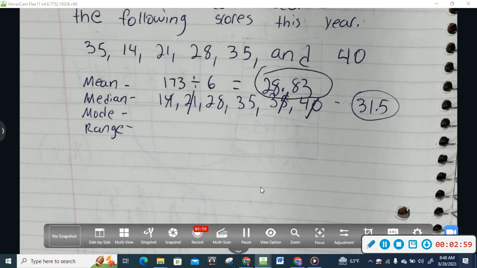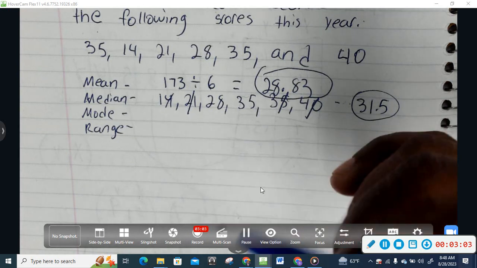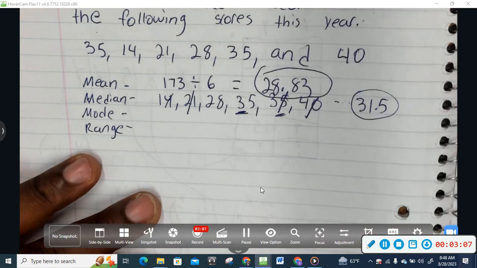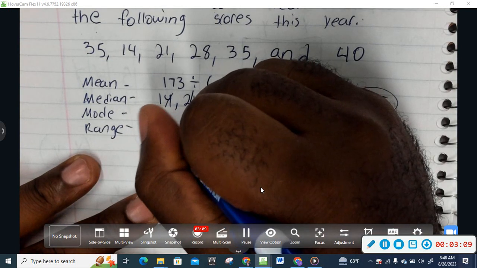Mode is easy. I just look at it. What's my mode? 35. It pops up twice. Mode means most often. I see 35 twice up there.